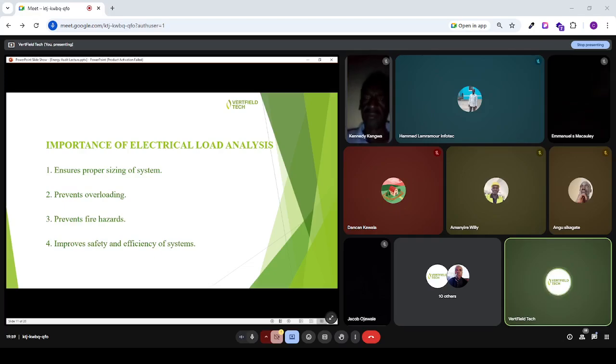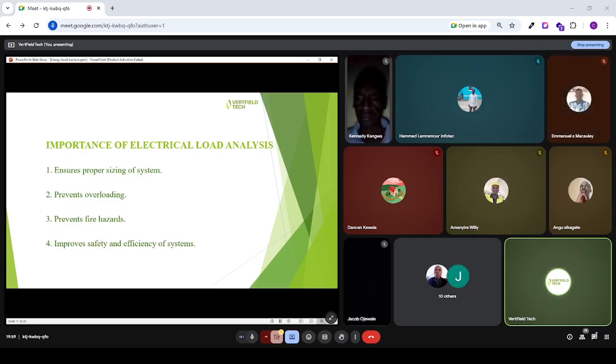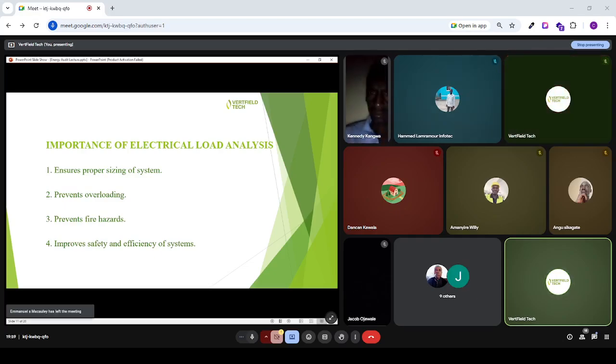When we start sizing the solar components, you will get to see how your load analysis plays a key role in this system design. All right.